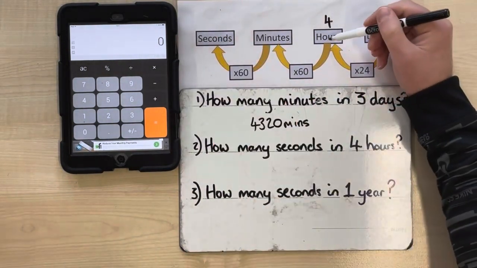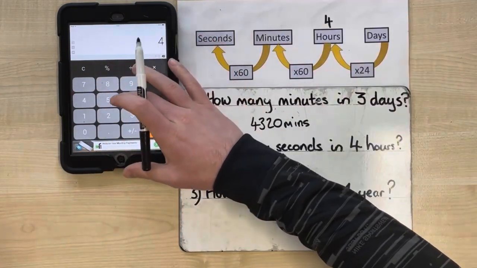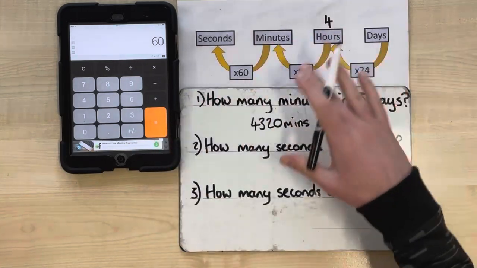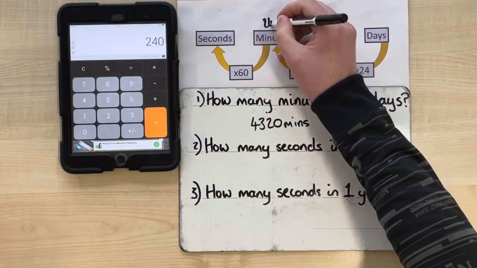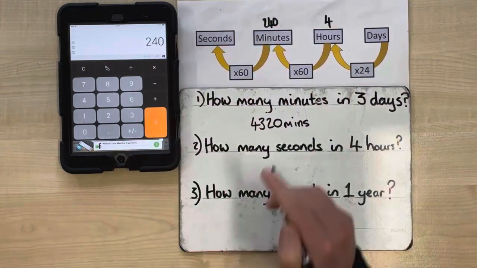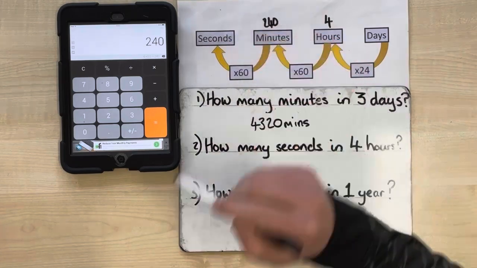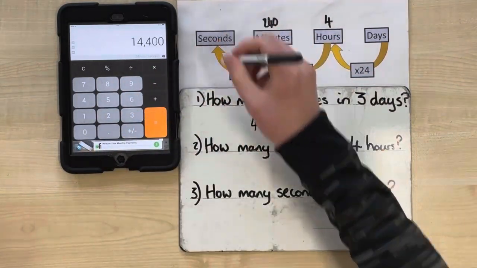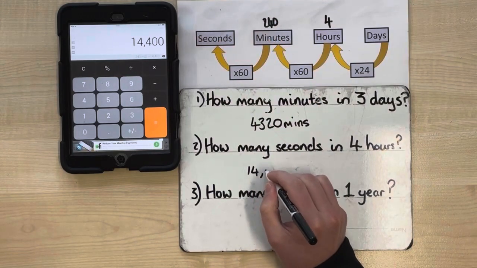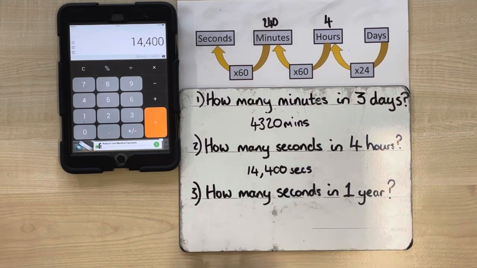So what my diagram's showing me is I need to multiply that by 60 to find out the minutes. So 4 times 60. Off the top of your head, you might have done 4 times 6 and added a 0 onto it, which would be 240. And then now what my diagram's showing me, to get it into seconds, I need to multiply this number by 60 to get into seconds. So times that by 60, and that gives me 14,400. Just shorten it down a wee bit there as well to save some time.